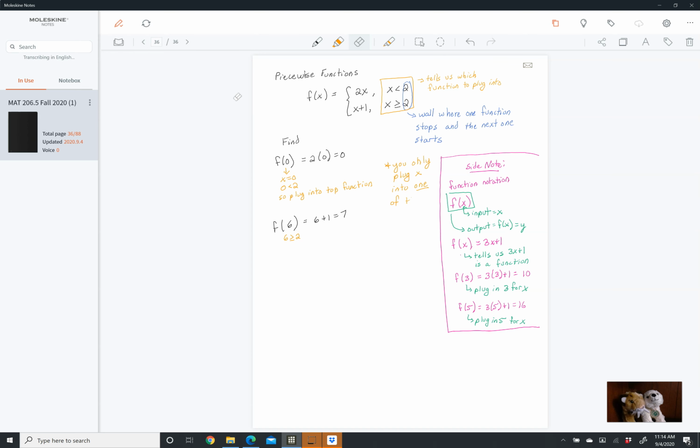You never plug it into all of them. Some people evaluate all of the y values and then determine which y value to use based on this. No, you will only get one y value, okay? So this will tell you where to plug in. Let's say that we had f of 2.